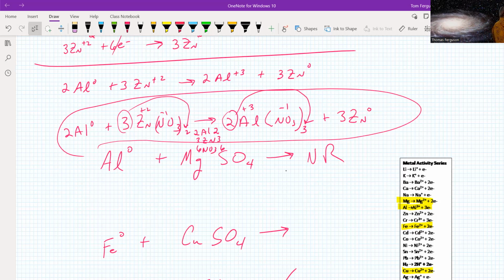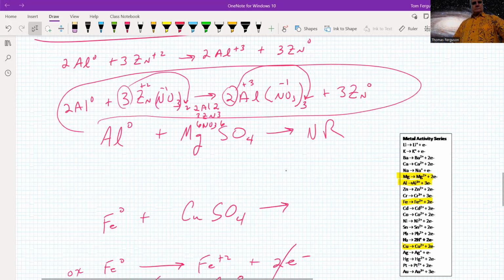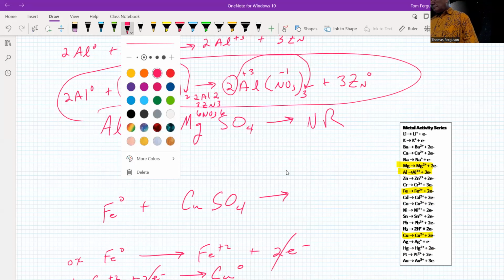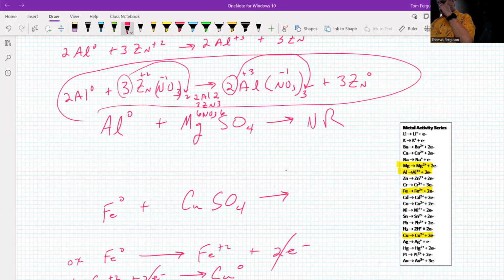So does this reaction go? It does, because iron is above copper. So that means here's the iron, here's the copper. So this is going to be a +2. Copper is -2. That's why it's 1 to 1.